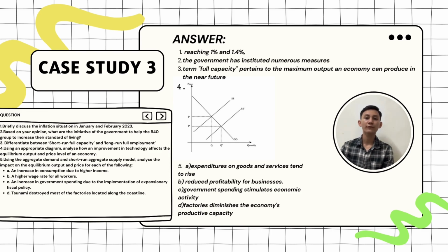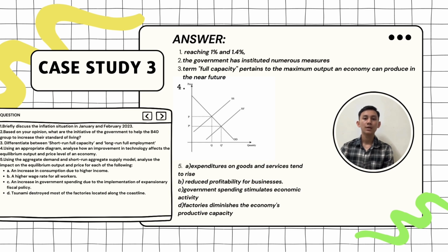Answer for question 5. A. With an increase in consumer disposable income, expenditures on goods and services tend to rise in the aggregate demand and short-run aggregate supply model. This prompts a rightward shift in the aggregate demand curve.